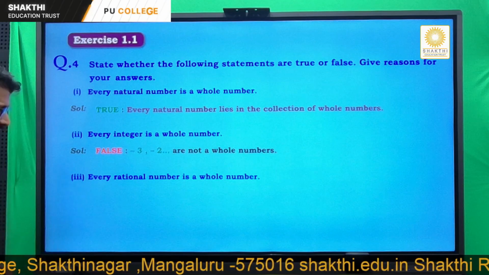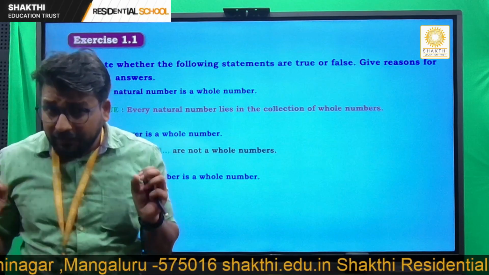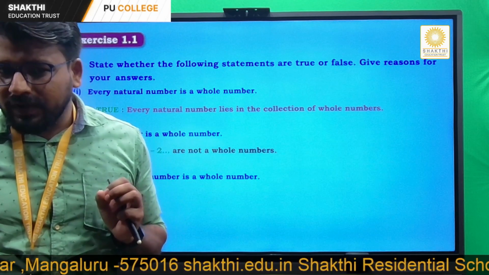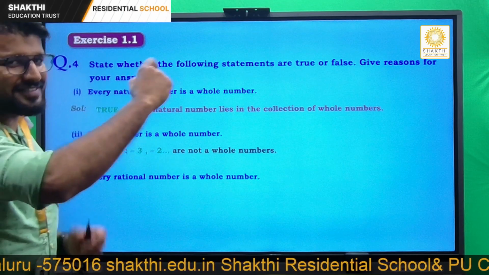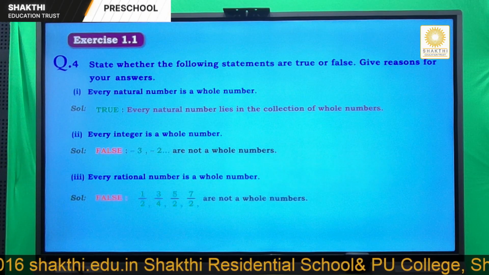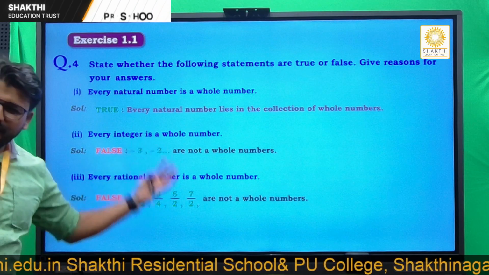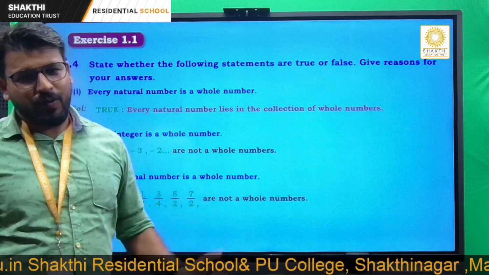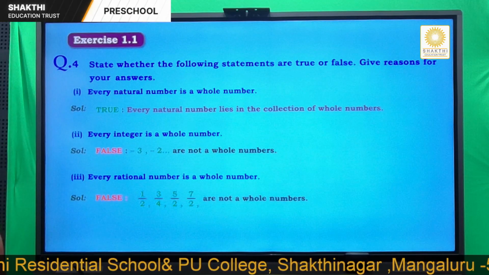Let's go to the next one: every rational number is a whole number. What do you think? Is it true or false? Yes, again you are right. The answer is false, because you can see that 1 by 2, 3 by 4, these all are rational numbers, but they are not whole numbers. Alright, please pause the video to note it down.